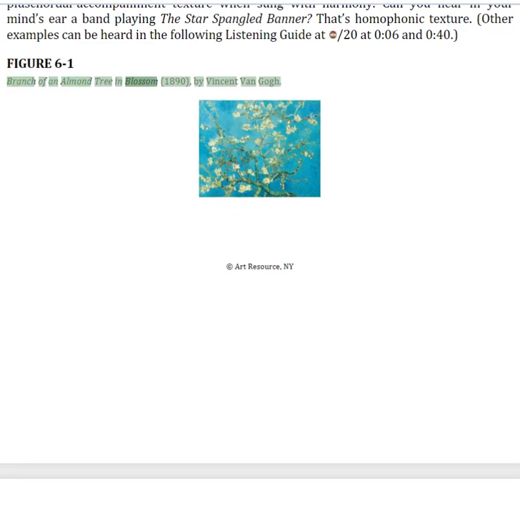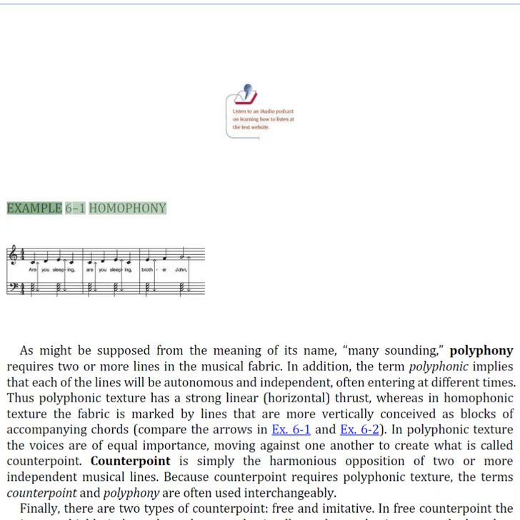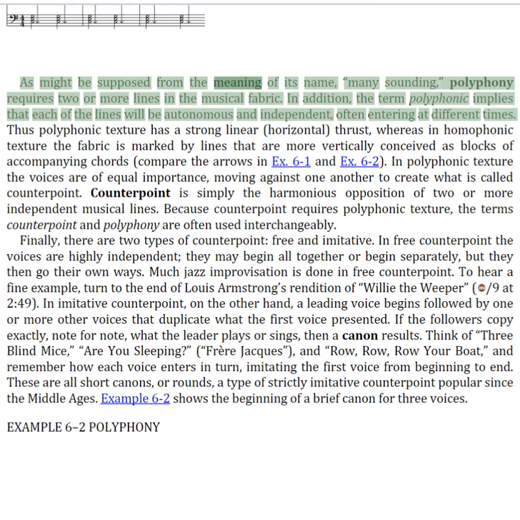Figure 6:1. Branch of an Almond Tree in Blossom by Vincent van Gogh. Copyright Art Resource, New York. Example 6:1 Homophony. As might be supposed from the meaning of its name, many-sounding, polyphony requires two or more lines in the musical fabric. In addition, the term polyphonic implies that each of the lines will be autonomous and independent, often entering at different times.